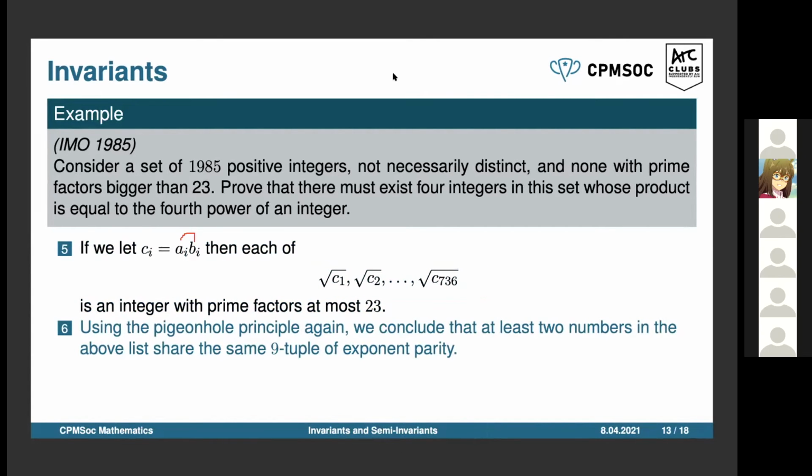Now we can apply the pigeonhole principle again with these numbers. Again, 736 is greater than 512. If you remember the 9-tuples of the parities of your exponents, since 736 is greater than 512, there will be some two numbers which have the same 9-tuple of exponent parity. So we're using a similar argument again.